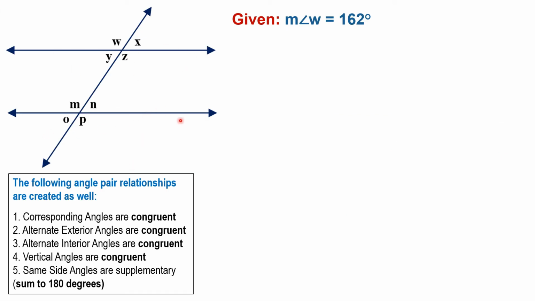Let us now have an example. Again, we have here parallel lines cut by a transversal. Given that the measurement of angle W is equal to 162 degrees. So let us write here 162 degrees.